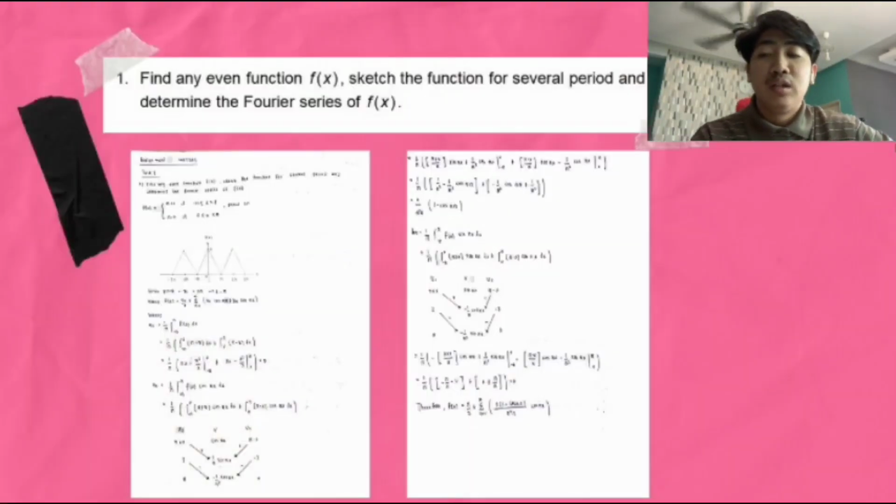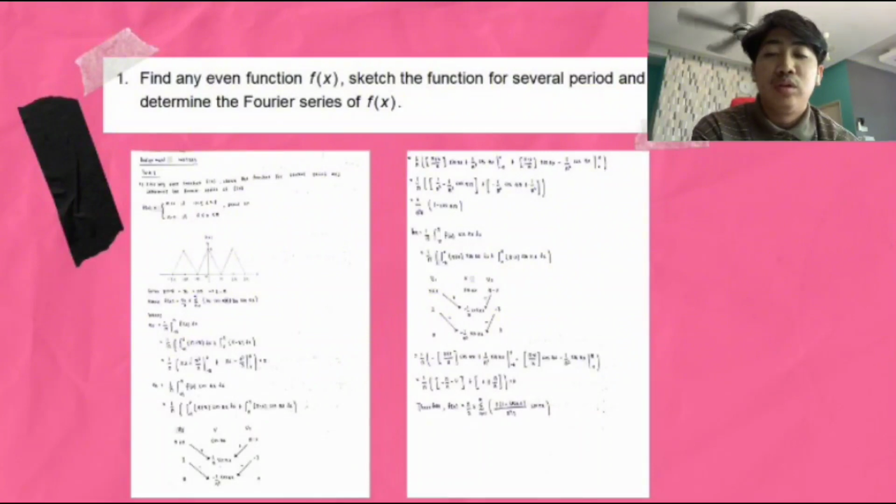So for task 1, the function for even is f(x) = pi + x if negative pi is less than or equal to x less than 0, and the function number 2 is pi minus x if x is more than or equal to 0 and less than or equal to pi. So the period is 2 pi. So this is the graph.